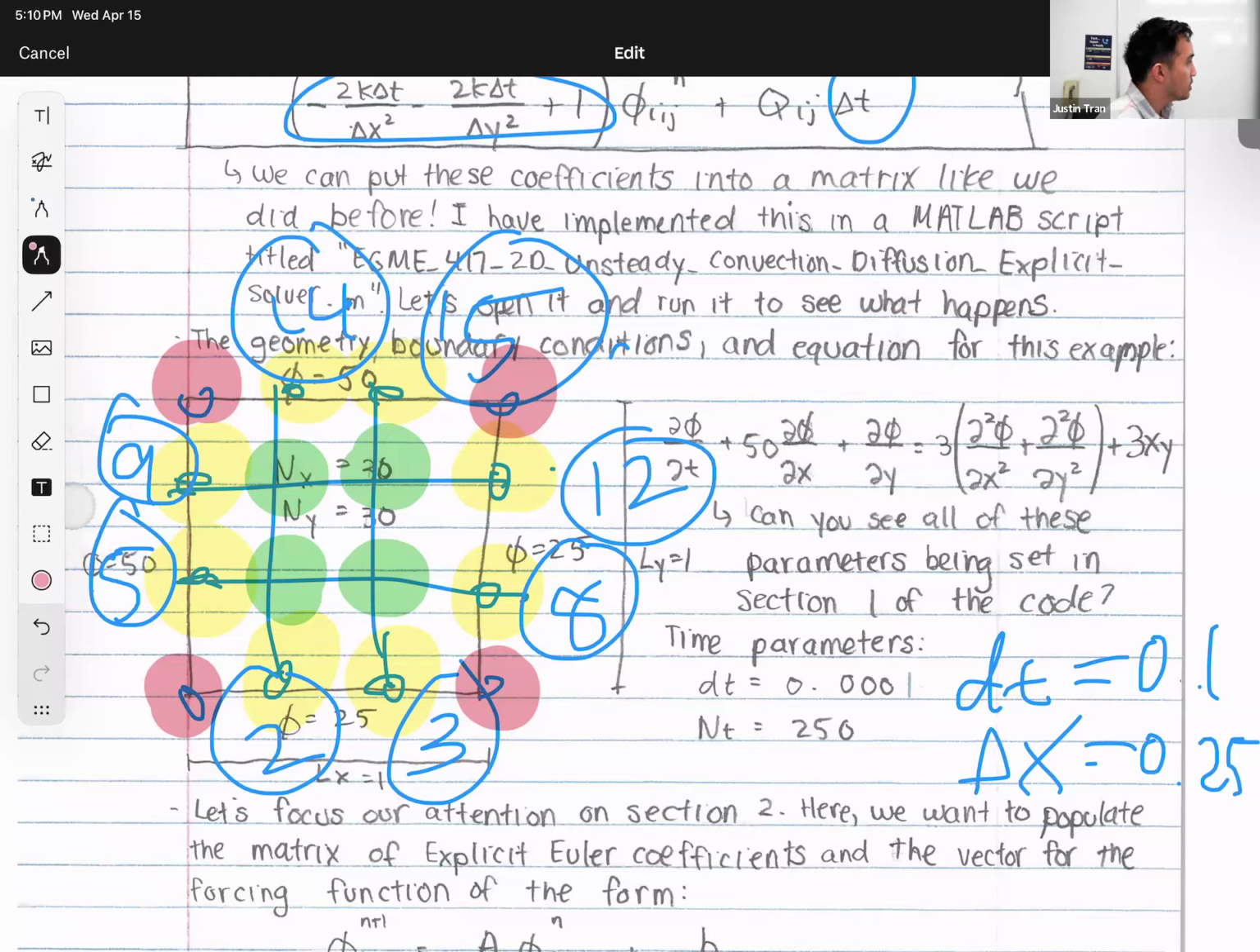So you start with the initial conditions, and you just keep plugging in until you reach the amount of time steps that you need for the solution, okay? Okay. Any questions on that?